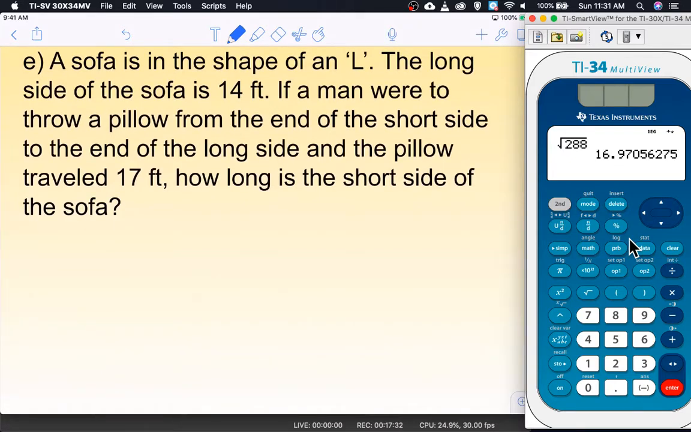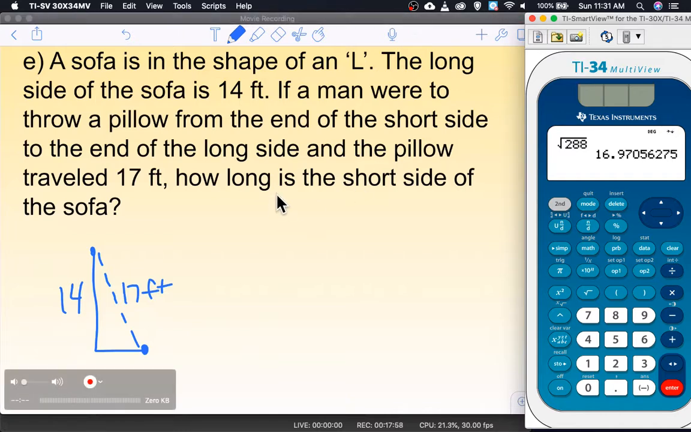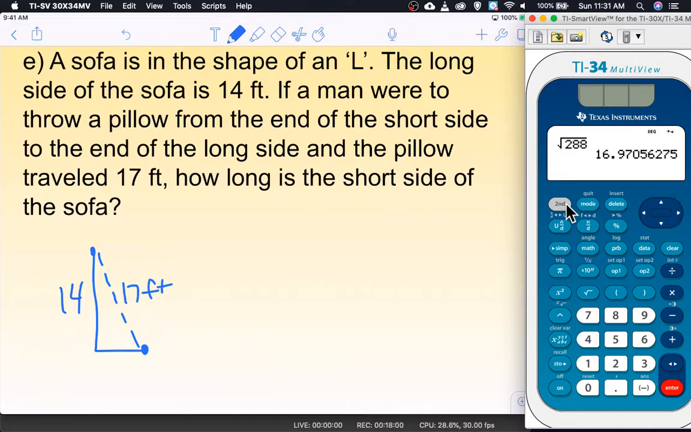A sofa is in the shape of an L. The long side of the sofa is 14 feet. If a man were to throw a pillow from the end of the short side, so that's here, to the end of the long side, here, and the pillow traveled 17 feet, how long is the short side of the sofa?